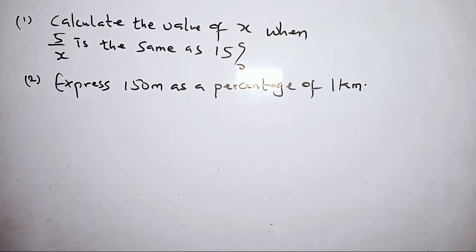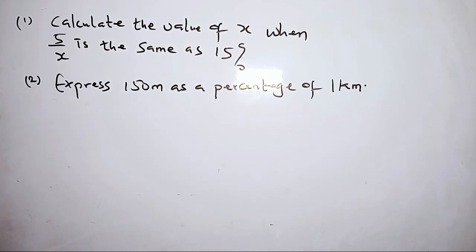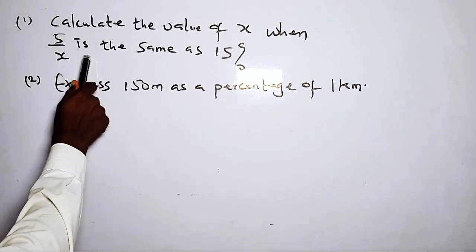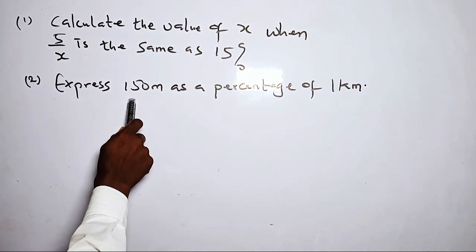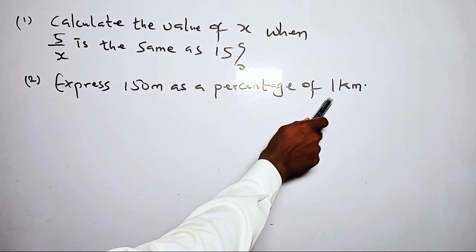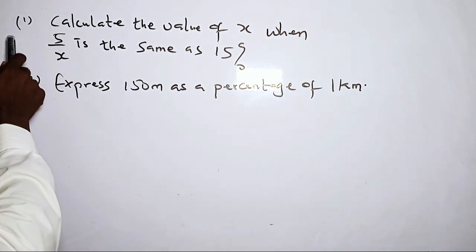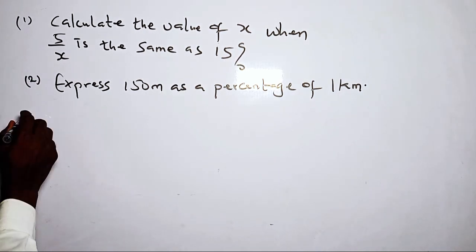The question says calculate the value of x when 5 over x is the same as 15%. Express 150 meter as a percentage of 1 kilometer. So let's start with the first one, solution.